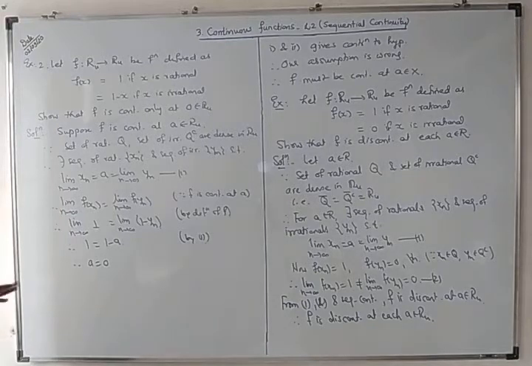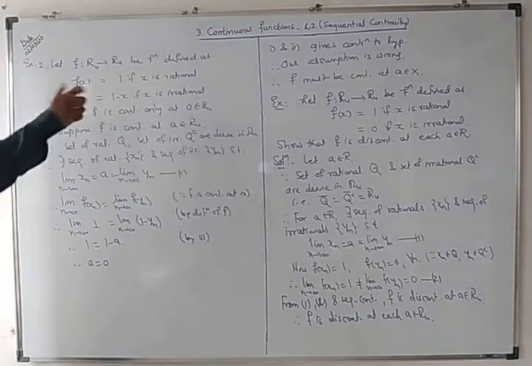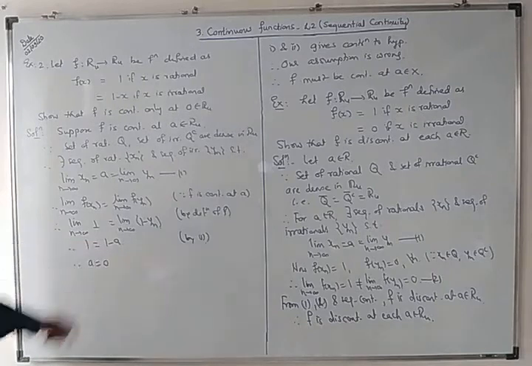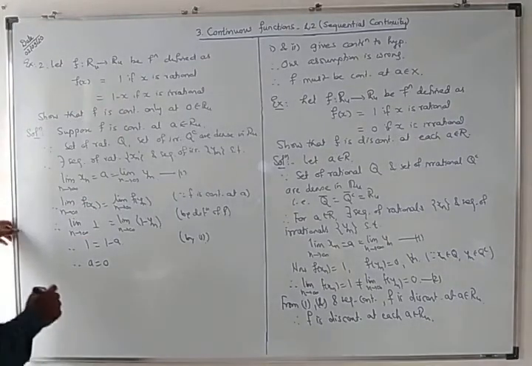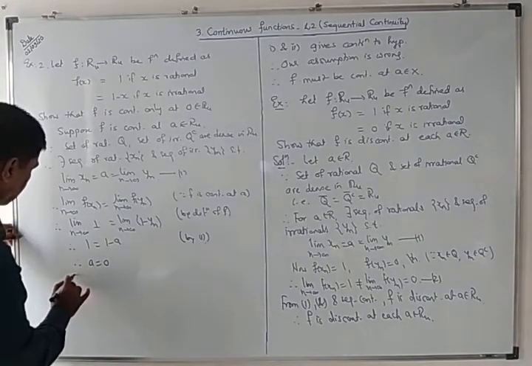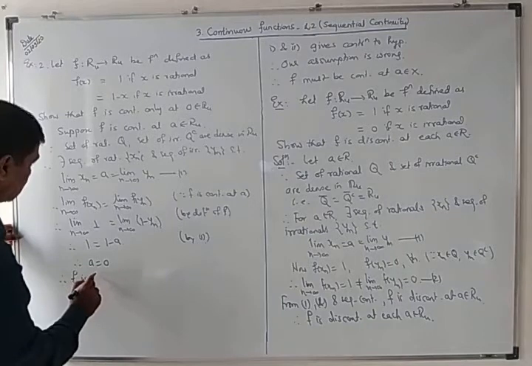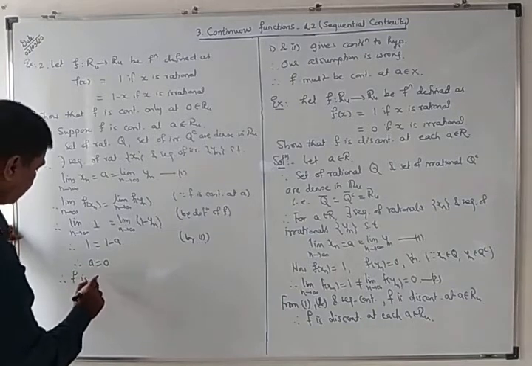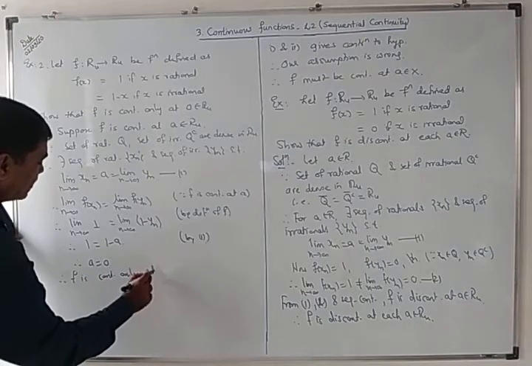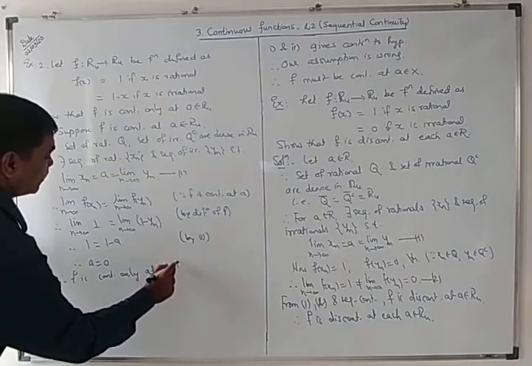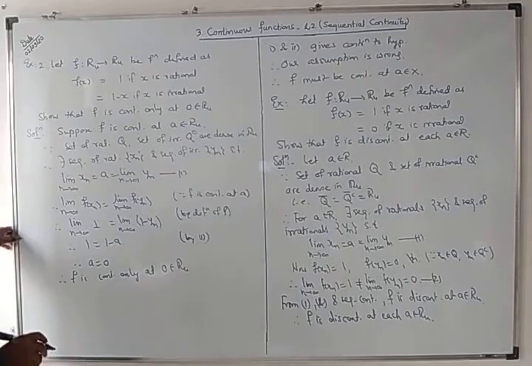Is it clear? Instead of this 1 minus x, if I take x minus 1, then we will get half. And therefore f is continuous only at 0 belongs to R. Is it clear?